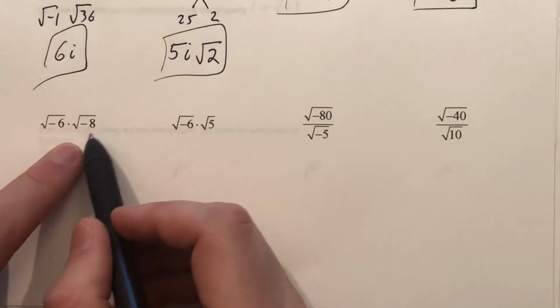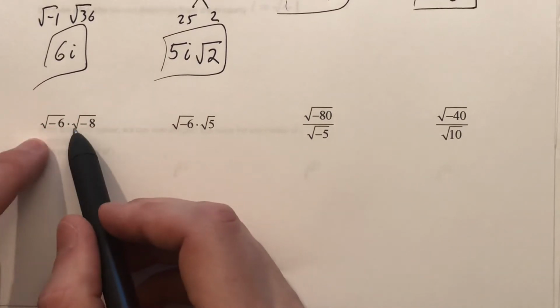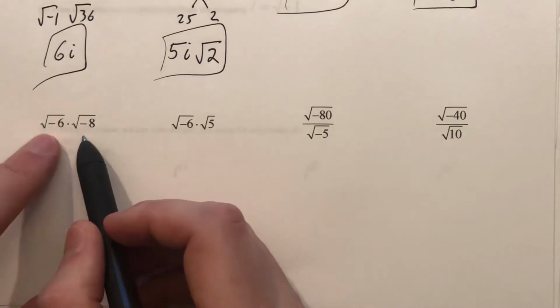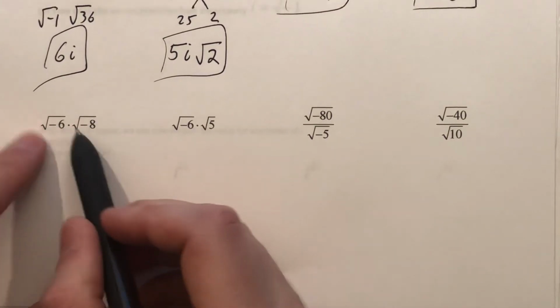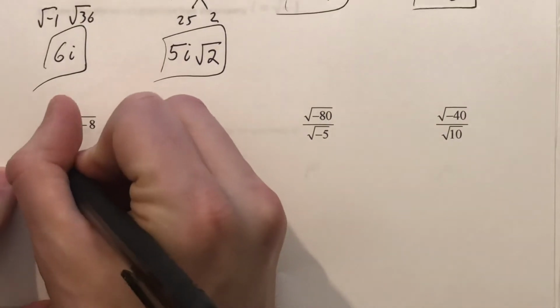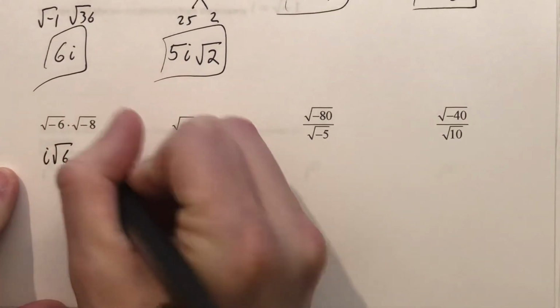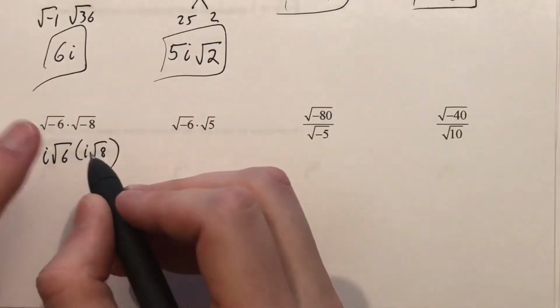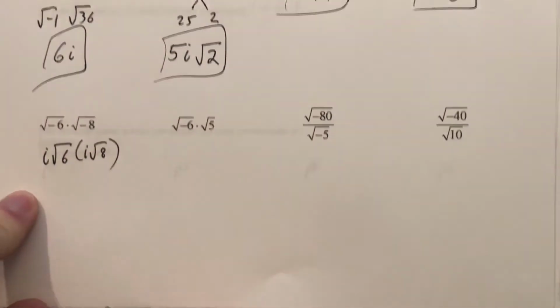If these are both positive quantities, we have a square root value or a radical property that tells us if these indices are the same, we can multiply. But we're not dealing with real numbers here. So the first thing we do is we have to convert that to i root 6 and convert this to i root 8 at least, before we can then say, all right, now let's multiply them.